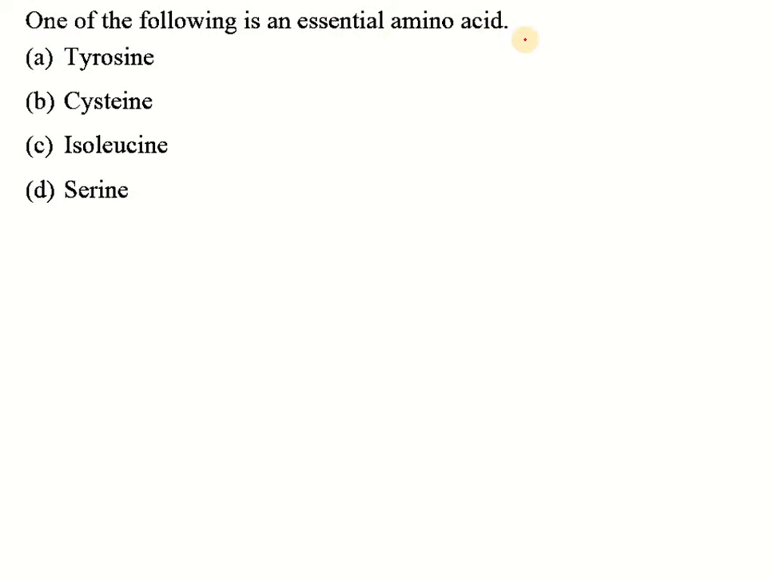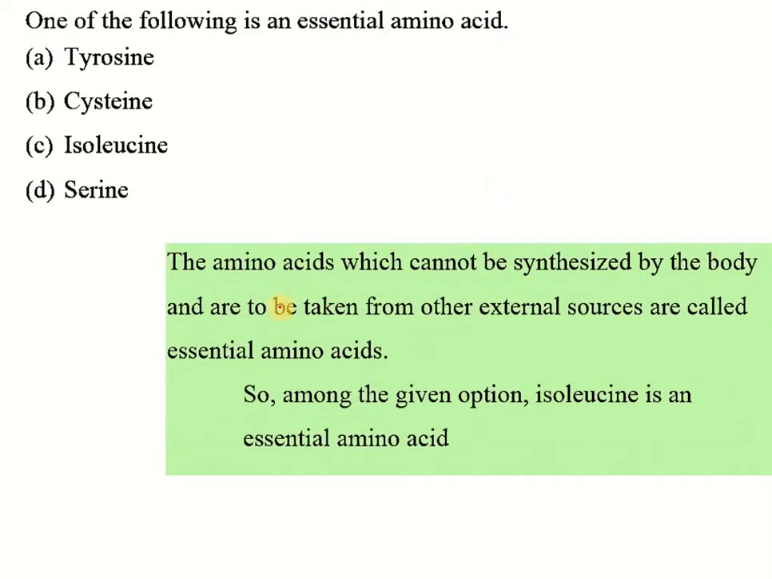One of the following is an essential amino acid. After checking the list of amino acids, those which cannot be synthesized by the body are taken from external sources and are called essential amino acids. Among these given options, isoleucine is an example of an essential amino acid which cannot be prepared inside the body.